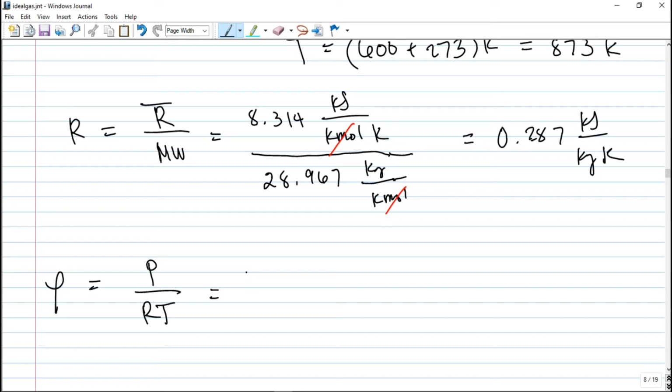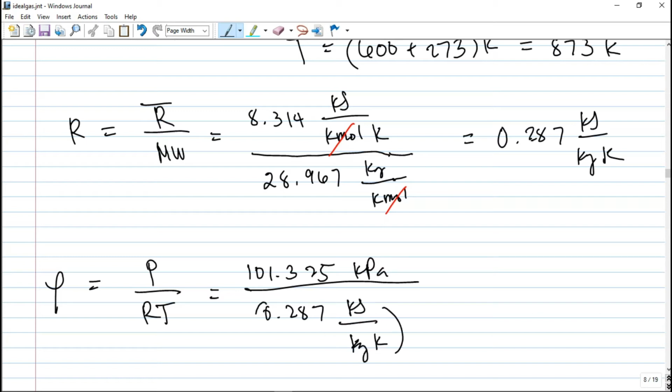So density equals pressure over RT. Pressure natin is atmospheric, so 101.325 kilopascals divided by R, 0.287 kilojoule per kilogram Kelvin, times yung temperature natin, that is 873 Kelvin.